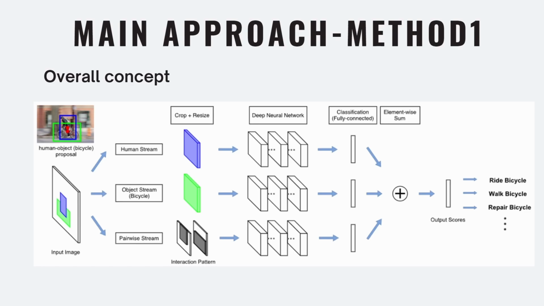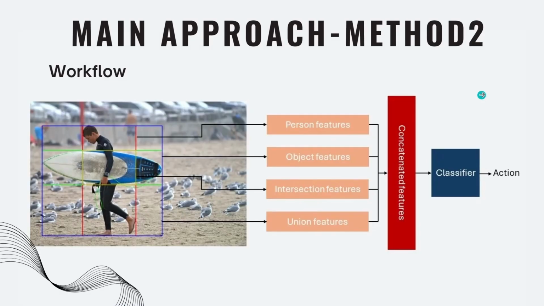We pad it with zeros and resize each image to 128 by 128. After going through the human, object, and pair models, we obtain 3 classifications, and we merge them by summing up the 3 vectors to get 1 output score. As for method 2, this is our workflow.